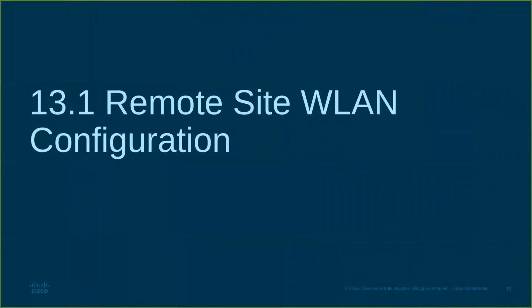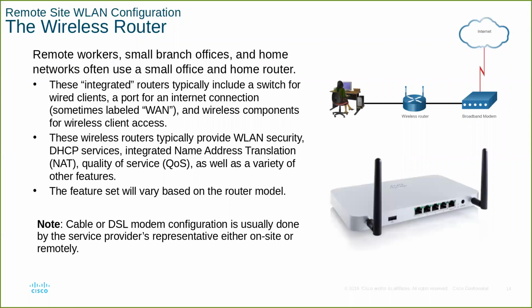Remote site wireless LAN configurations. First, we look at this. The picture you are seeing here is an example of a wireless router that is used to connect clients. You will probably see this in homes or small offices, which can use this wireless router to connect wireless clients. So it is an integrated router.